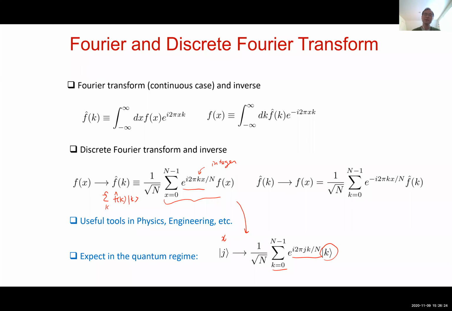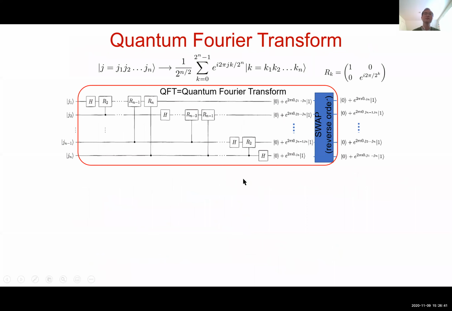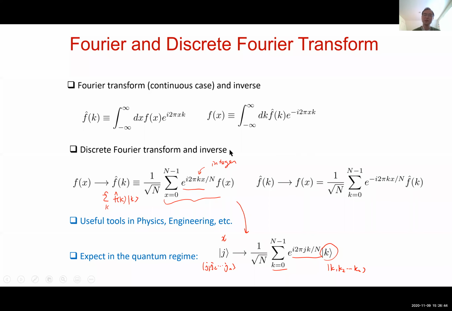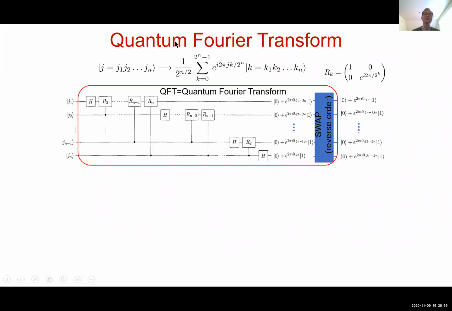In fact, this can be turned into a quantum circuit. For j here, I'm going to use the binary representation, j1, j2 up to jn. I would also write k as k1, k2 up to kn. And the N here we would also write as 2 to the n, where small n is the number of qubits. So that's the formula.